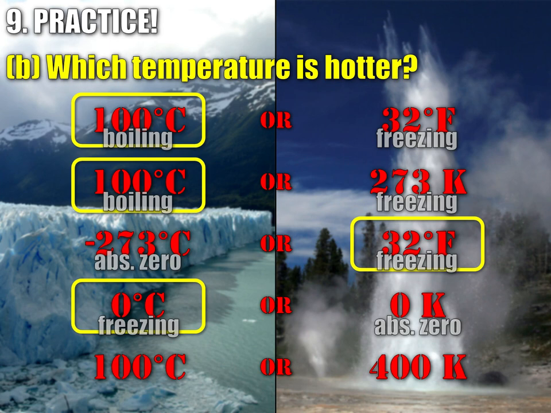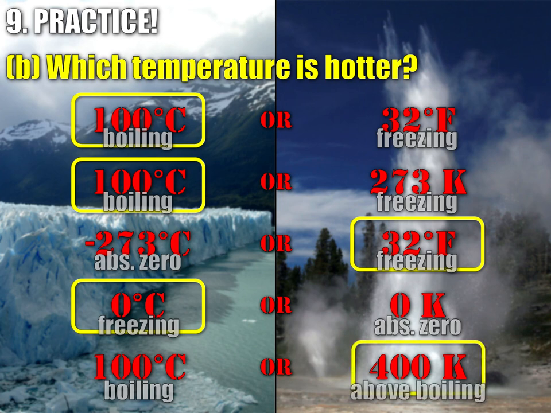In this case, what we want to do is actually convert the Celsius into Kelvin and then compare the two numbers in the same temperature scale. So 100 degrees Celsius is boiling. Water boils at 373 Kelvin, which means 400 Kelvin is above boiling. And therefore, 400 Kelvin is the hotter temperature.